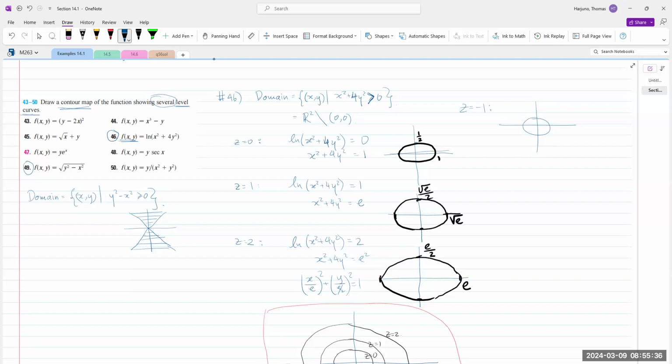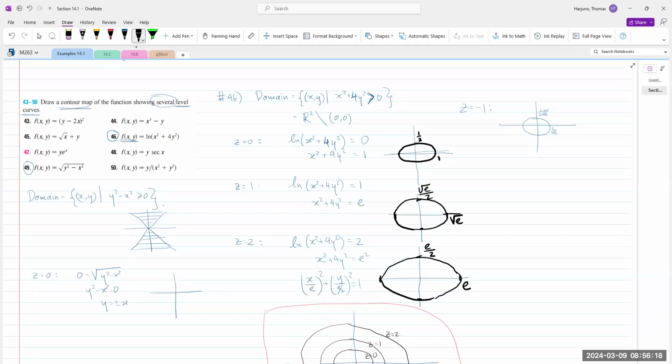I think that will be 1 over square root of e here, and this is 1 over 2 square root of e here. Even smaller one. But for this one, because the range is 0 to infinity, we will not use negative level curves. So it does have something to do with the range. When c equals 0, 0 equals square root of y squared minus x squared. That gives us y squared minus x squared equals 0, which means y equals plus or minus x.